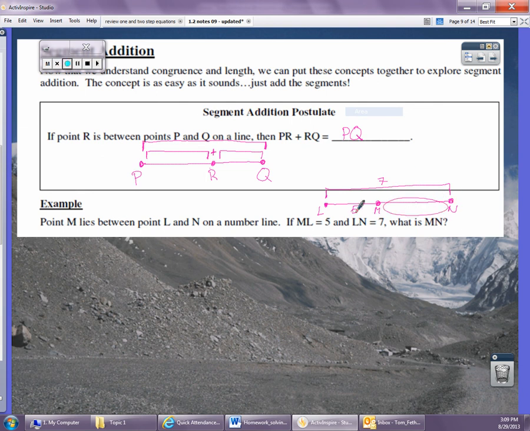5 plus what is going to equal 7? We can set up an equation, or we know that 5 plus 2 is 7. So subtract 5 from both sides, and the value of MN is 2 units long. And that is the segment addition, segment congruency, and measuring length.